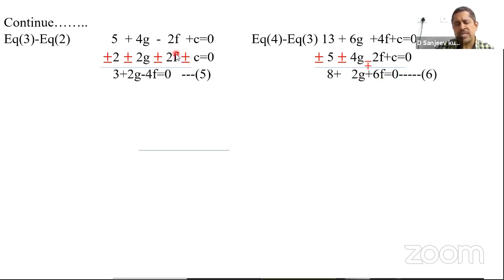So now you see that in the earlier version, equation 2, equation 3, equation 4 had c's. So you have eliminated c from the 3 equations, and you now got only 2 equations.